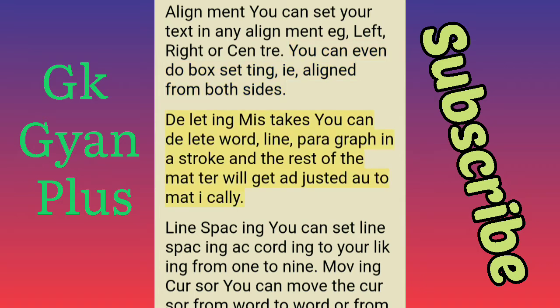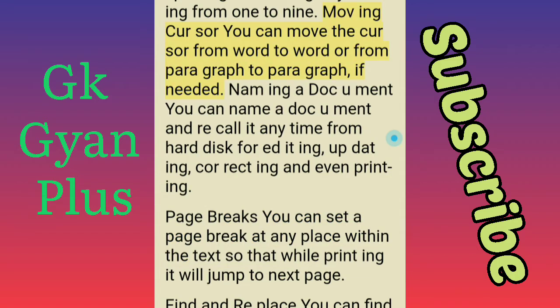Deleting mistakes. You can delete a word, line, paragraph in a stroke and the rest of the matter will get adjusted automatically. Line spacing. You can set line spacing according to your liking from 1 to 9. Moving cursor. You can move the cursor from word to word or from paragraph to paragraph, if needed. Naming a document. You can name a document and recall it anytime from hard disk for editing, updating, correcting and even printing.